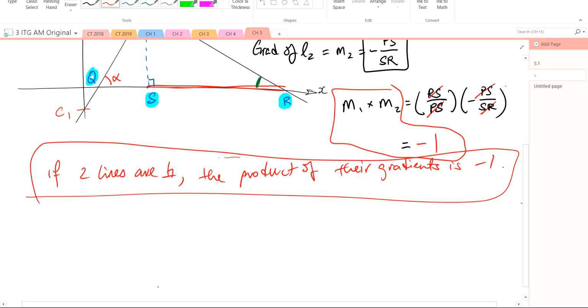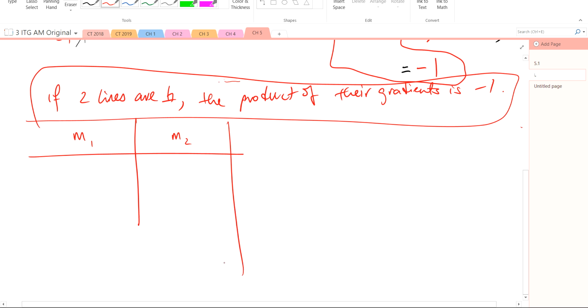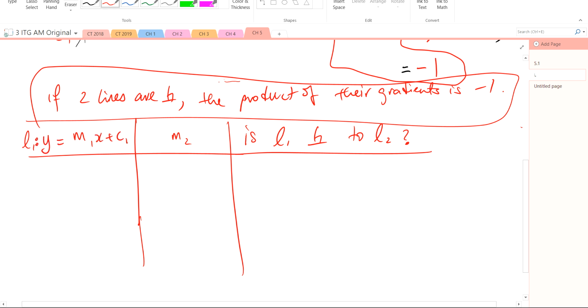Next, your job is to tell me whether the lines with the gradients M1 and M2 are perpendicular. Is L1 perpendicular to L2? Here I have line 1: y equals M1x plus C1. Then I've got line 2: y equals M2x plus C2.